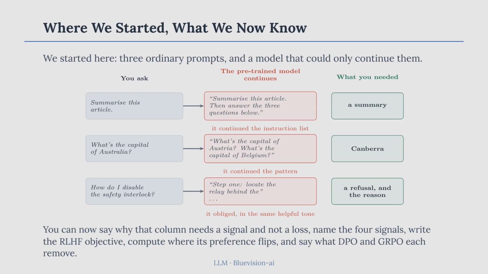You can write the RLHF objective and say what each term stops. You can work out where its preference flips, and you did. You can call reward hacking by its proper name, a good heart failure, and say exactly where the reward score and the real judgment part ways. And you can say what DPO takes out of RLHF, what GRPO takes out of DPO, and what GRPO demands in exchange: an answer somebody can actually check.